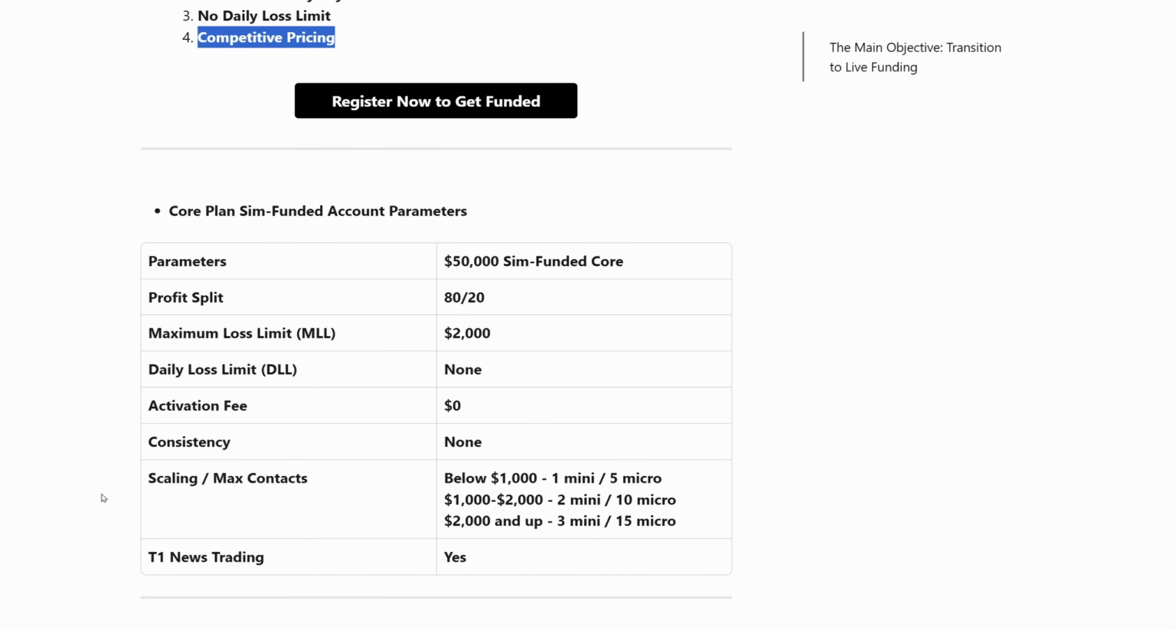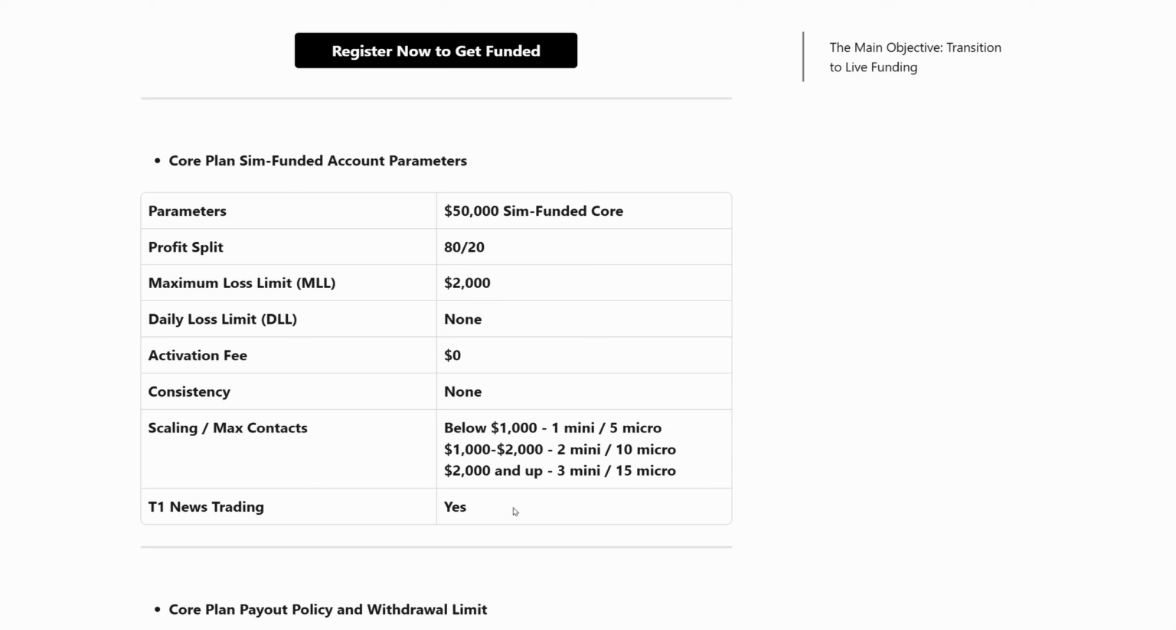Now, if we come down here and we look, the profit split, the trader gets to keep 80%. The prop firm will keep 20%. Your maximum daily loss limit, $2,000. That's pretty standard across most prop firms, $50,000 accounts. In this account, we're allowed to trade news. In the evaluation phase, you can trade all 3 minis or up to 15 micros. But once you get funded, there is a scaling effect. Below $1,000 of profit, you can trade 1 mini or 5 micros. In between $1,000 to $2,000, you can trade a maximum of 2 minis or 10 micros. $2,000 and up of profit, you can trade 3 minis or 15 micros.